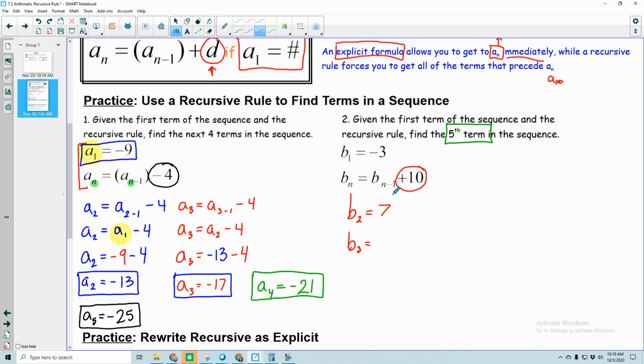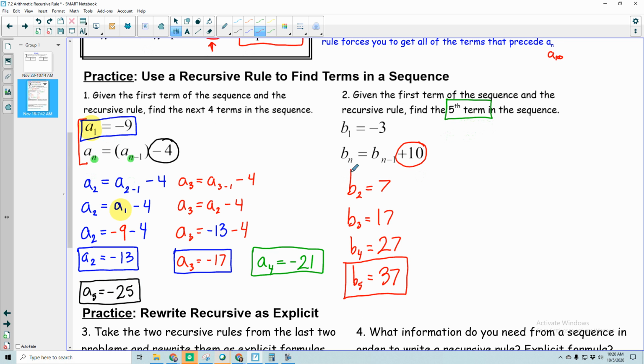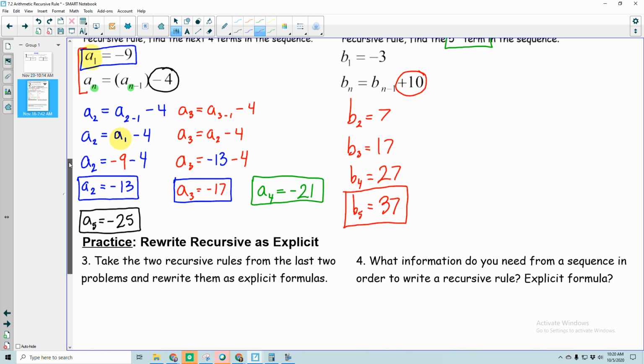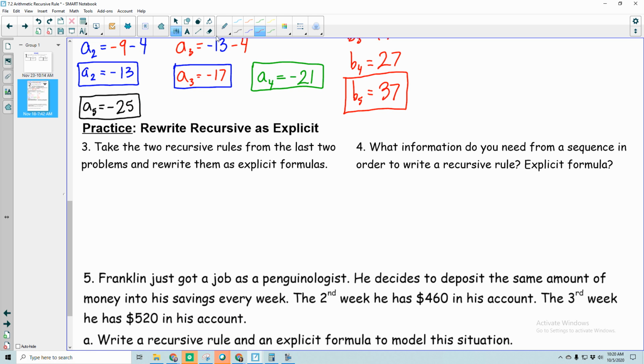And if I wanted to find the third term, well, I'm just adding 10 again. So I get 17. To get the fourth term, I add 10 again, 27. So the fifth term in the sequence, if I just keep on adding 10, I finally get 37. Okay? So this is just kind of skipping all of the work of doing that formula. I'm just adding 10 over and over again. So that is the fifth term in the sequence. All right.